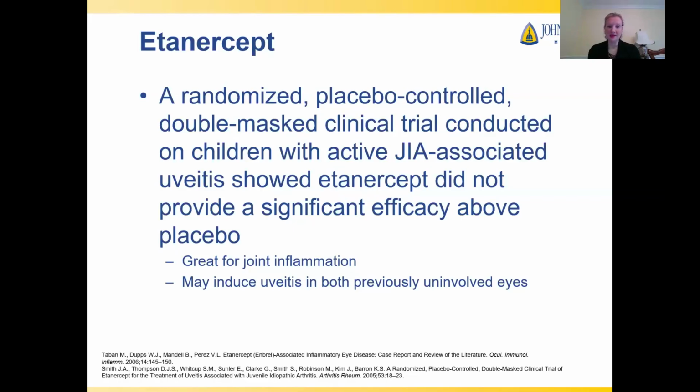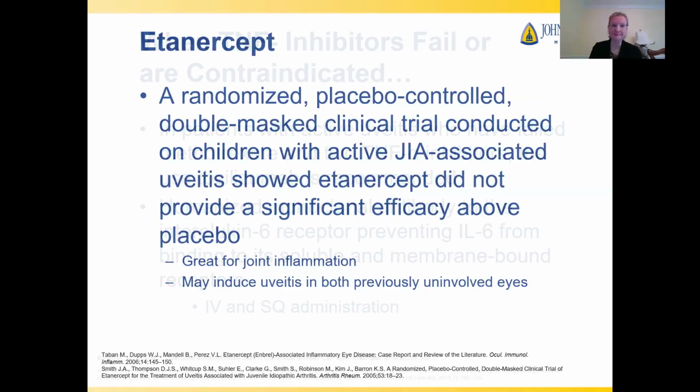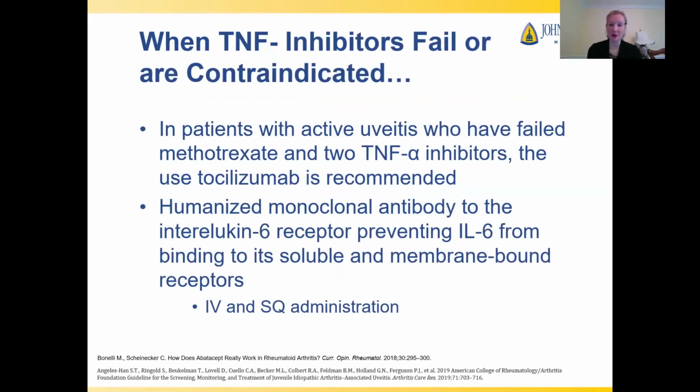Etanercept, there was a randomized placebo-controlled double-masked clinical trial with JIA-associated uveitis patients, but it did not provide significant efficacy above placebo. And so etanercept, because of its chemical composition as a trap molecule, so trapping the TNF protein instead of being similar to it, is great for joint inflammation, but may induce uveitis in both previously uninvolved eyes. So when TNF inhibitors are contraindicated or fail, patients with active uveitis can consider the use of tocilizumab.